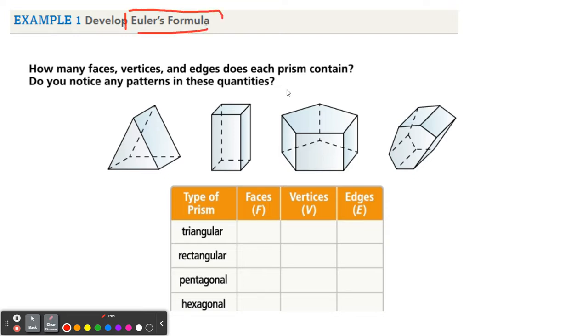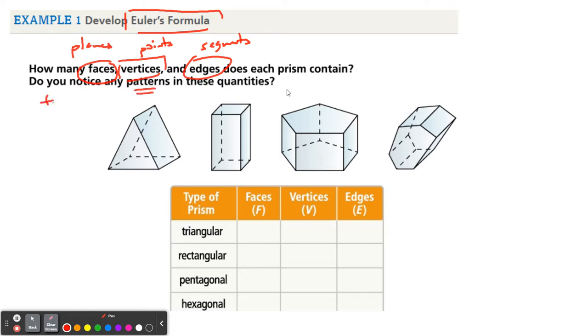So what is a face? A face are the 2D planes that make up your figure. So these are the triangles, the rectangles, the pentagons, hexagons, whatever. The vertices are the points, the corners, right? Of your planes. And then the edges are the segments that make the outlines of your planes and are connected by the points. So if we take a look here, all right, we're going to look for a pattern.